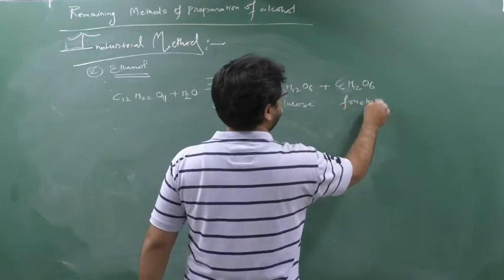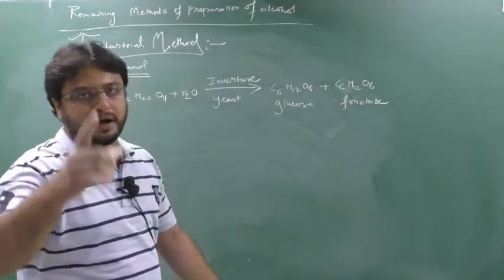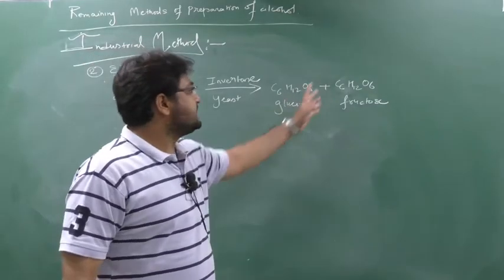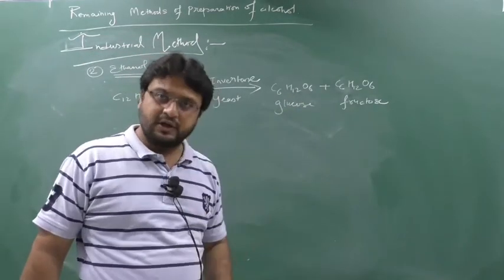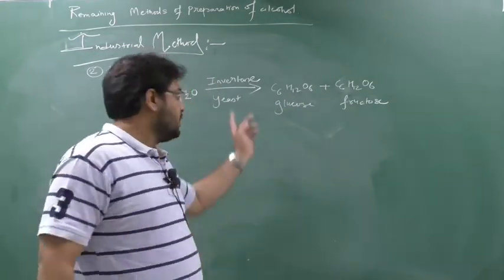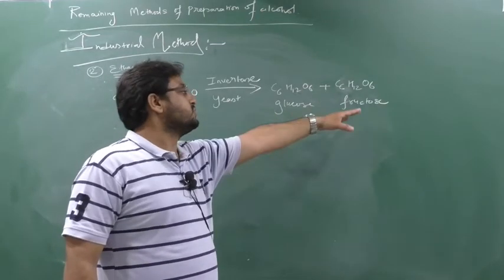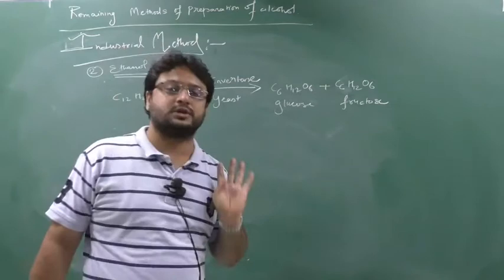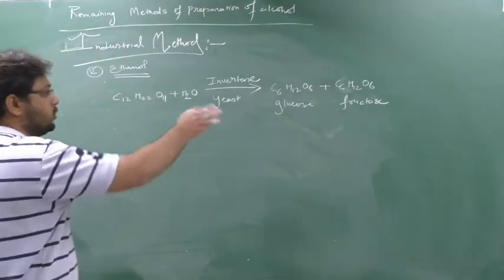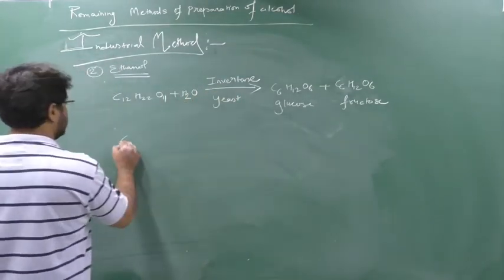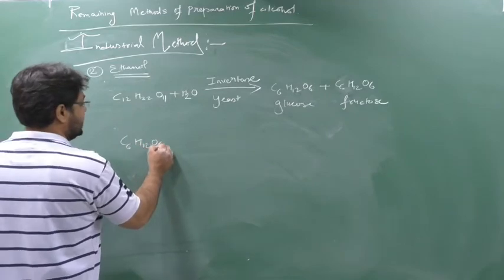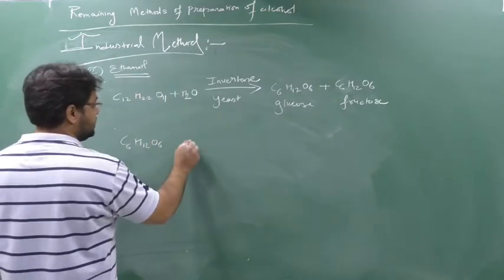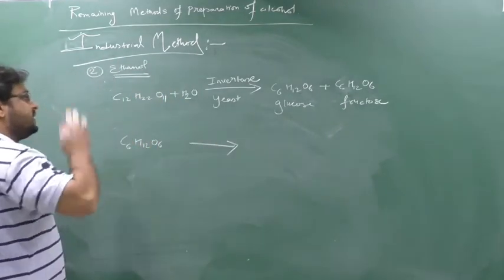You would be wondering, both have the same formula. Biology students know the formula is the same, but there is a difference of structure. Due to the difference of structure of aldehyde and so on, one is called fructose and the other is called glucose. Molecular formula is the same, but structural formula is not the same. Clear this part? Okay, so this is glucose, this is fructose. Now this glucose or fructose is further fermented again.